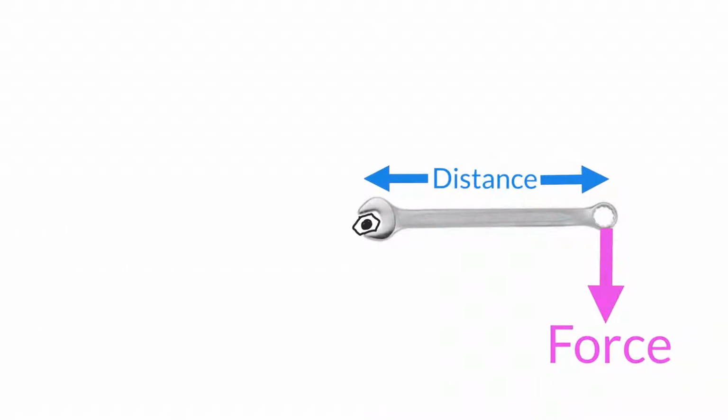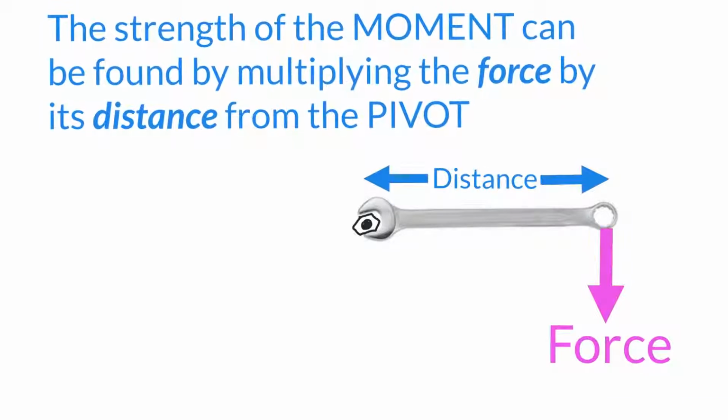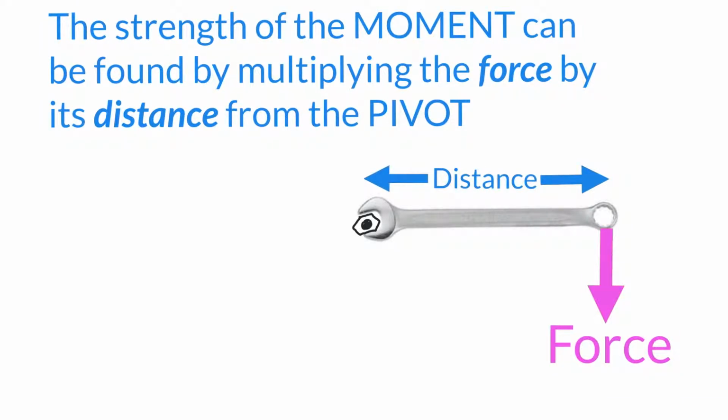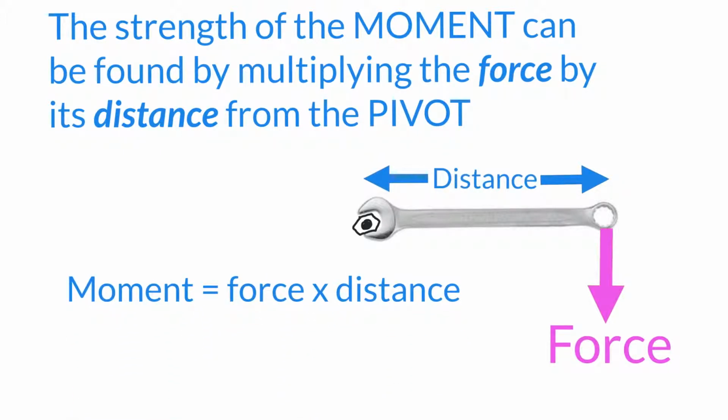So how do we find the strength? Well, the strength is found simply by multiplying the force by its distance from the pivot. So to make that into a little equation, we say that moment equals force times distance, where the distance is the perpendicular distance at right angles to the line of the force. So moment is force times its distance from the pivot.